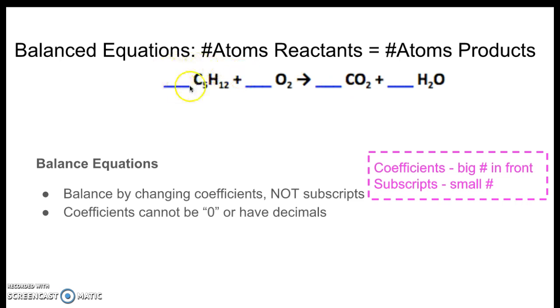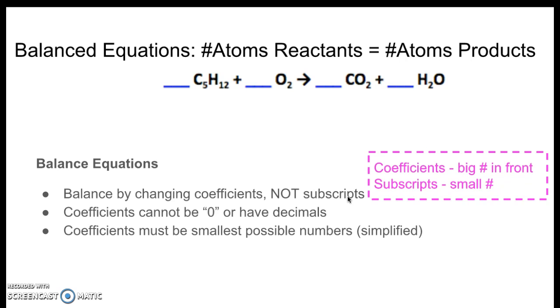Remember that if there's no number written in for your coefficient, the coefficient is 1. Also, your coefficients cannot have decimals, so a number like 1.5 or 2.5 or 3.2 would not be allowed as a coefficient. So if you see something with a decimal, that is not going to be a coefficient. Finally, it should be the smallest number possible, or your numbers should be simplified.